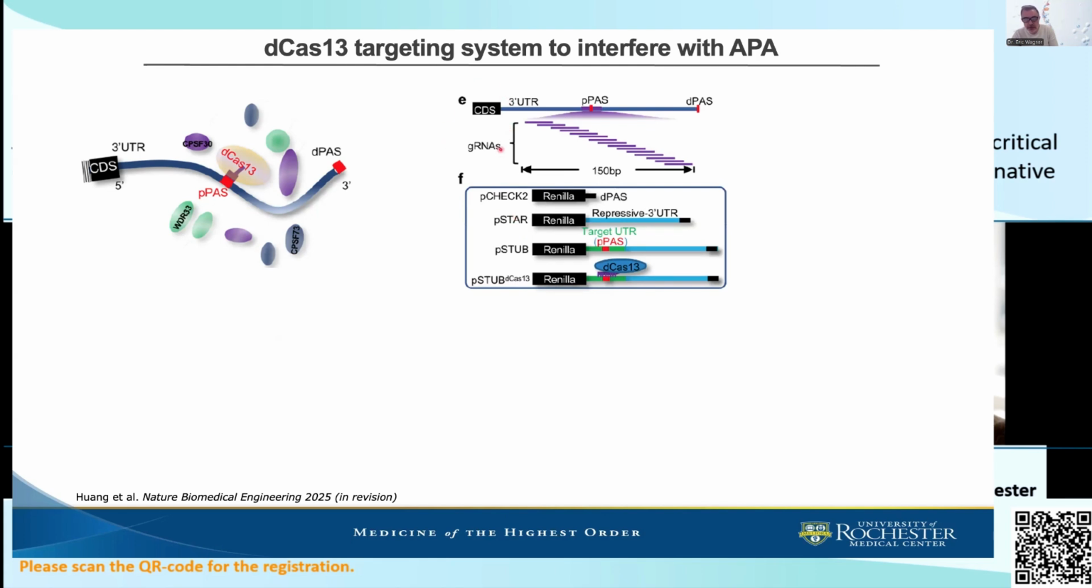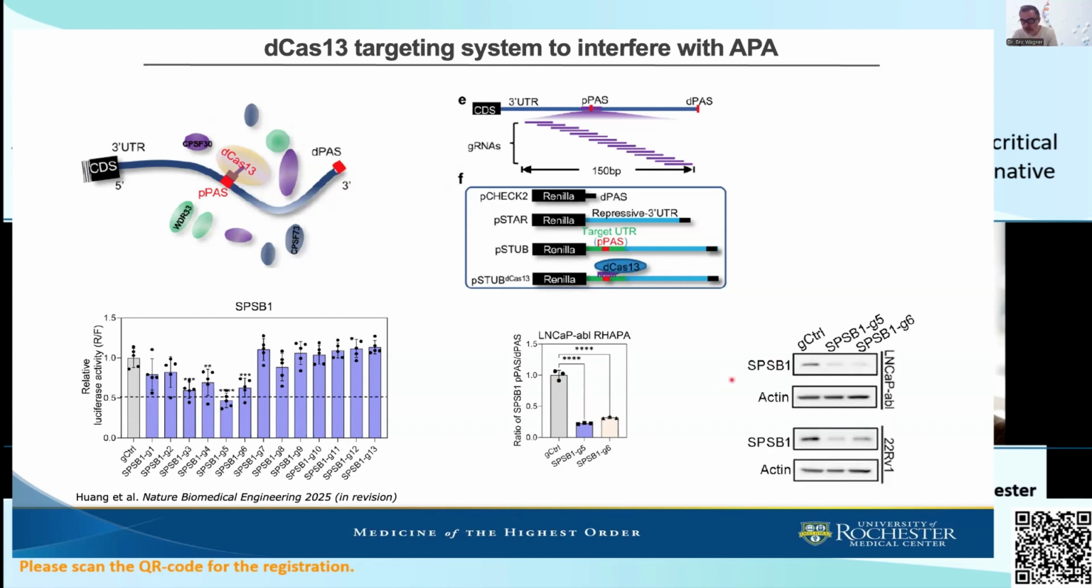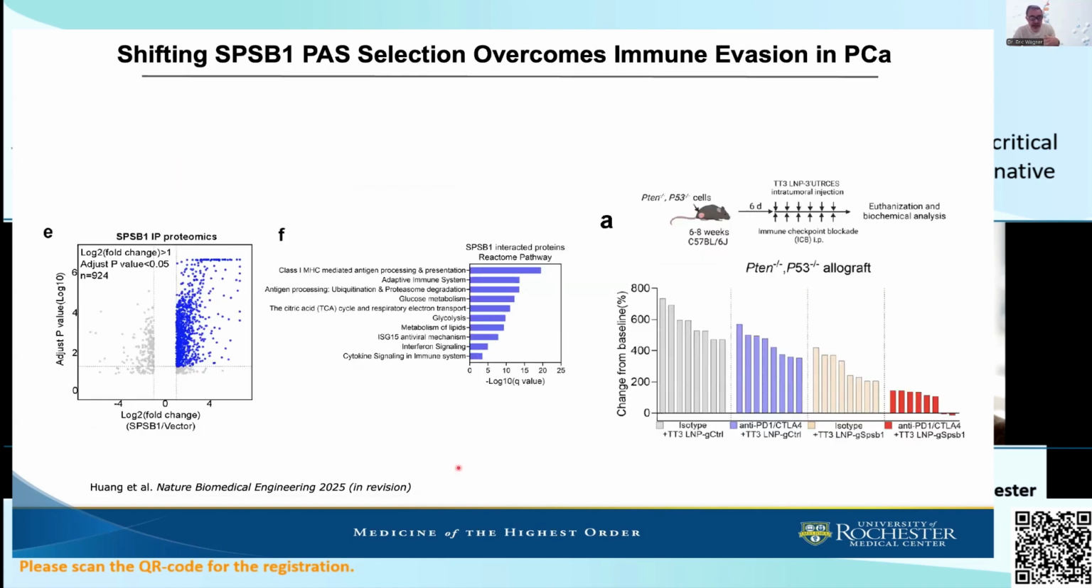So we've used a luciferase reporter, where we created a series of guide RNAs near that proximal poly-A site to identify several of them, notably number 4 and 5, which could reduce the activity of luciferase. It could shift the usage to the distal poly-A site, and most importantly, reduce the expression of this SPSB1 in prostate cancer cells.